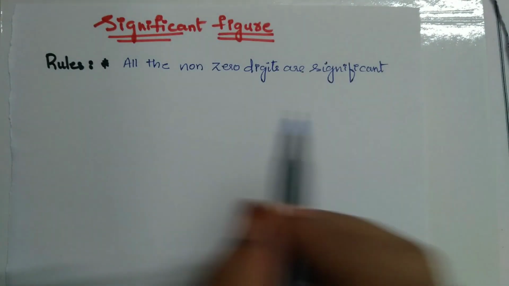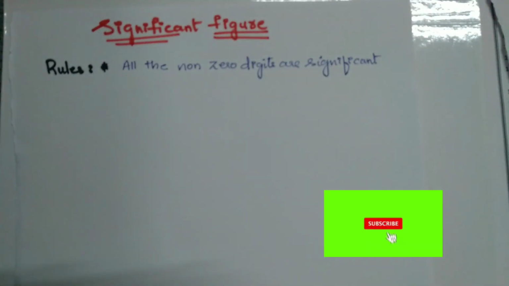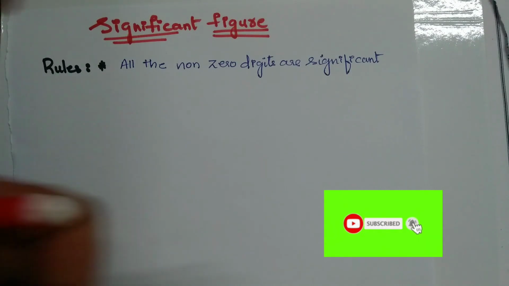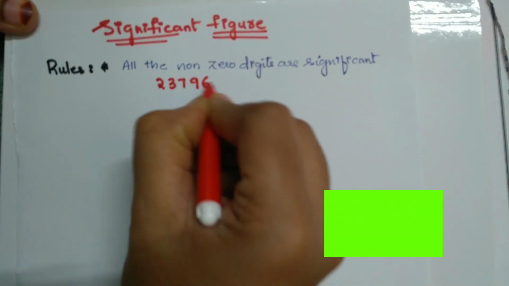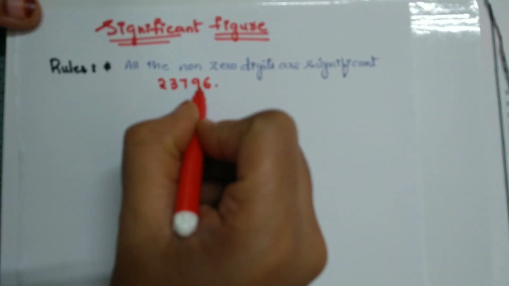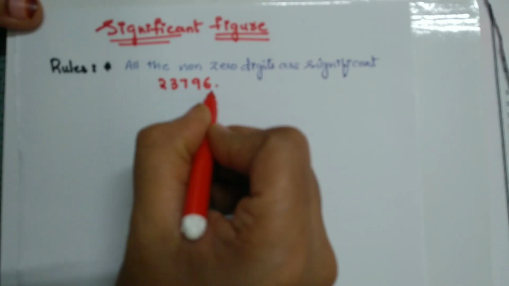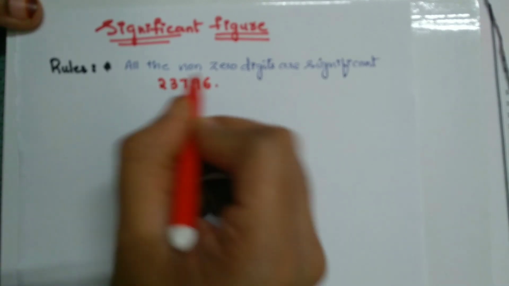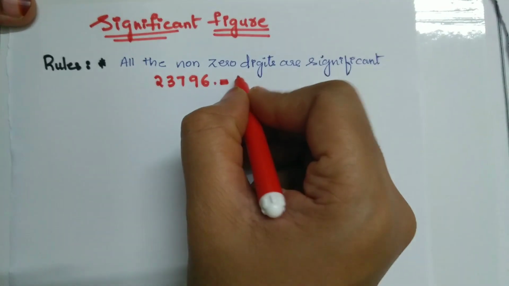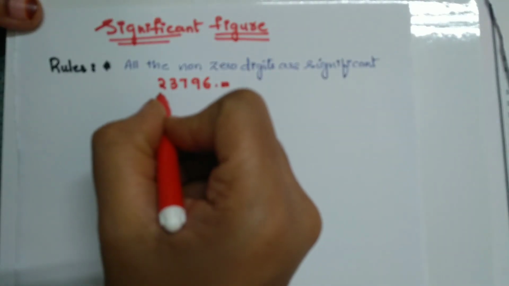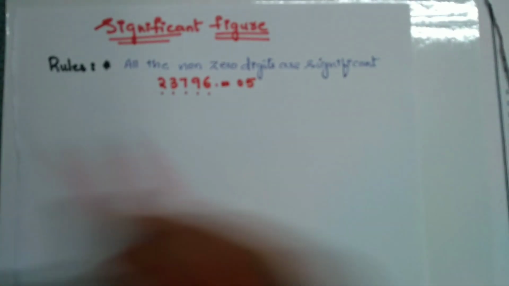So the first rule is all the non-zero digits are significant. What does it mean? It will be better understood with the help of example. Suppose if I take the example 23796, then can you see any zeros in the number? No, there are no zero term. So therefore all the digits which are not zero, that means the non-zero digits are significant. Can you say me how many significant figure do we have? We have here 1 2 3 4 5. So therefore there are 5 significant figure.